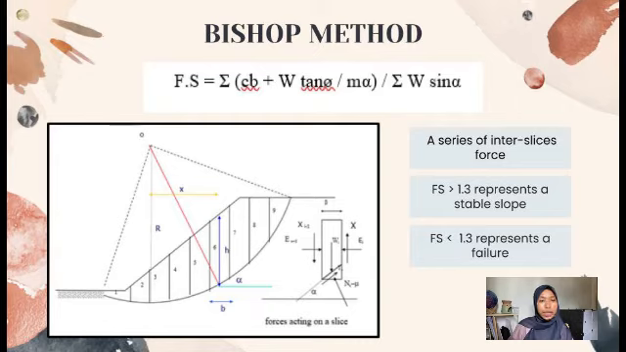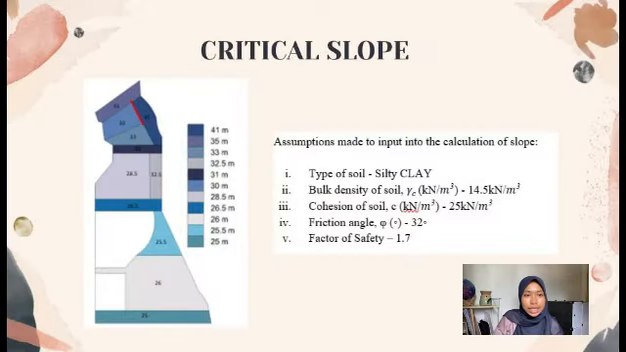If the factor of safety obtained is less than 1.3, it represents a failure. Meanwhile, if it exceeds 1.5, it represents a stable slope. This is the equation of the Bishop method that will be used to calculate the slope stability. Procedure in checking slope stability.